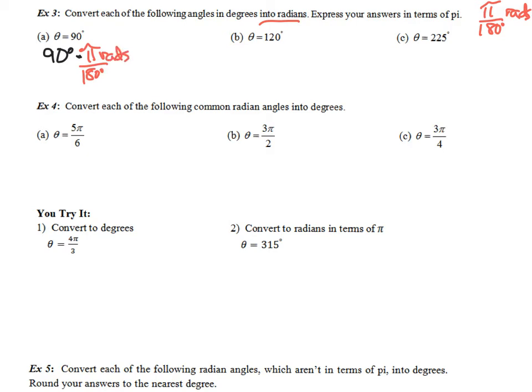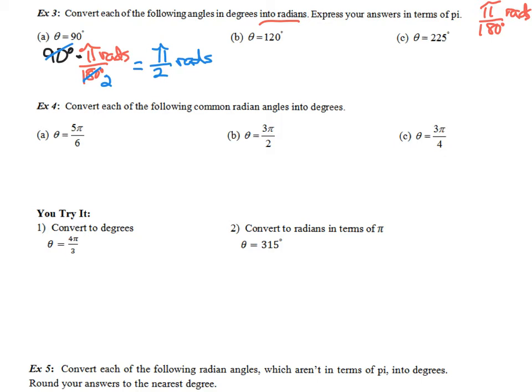Where possible, I do some cancellation. So I'm going to say that 90 degrees goes into 180 degrees 2 times. So that's going to give me an answer of pi over 2 radians.